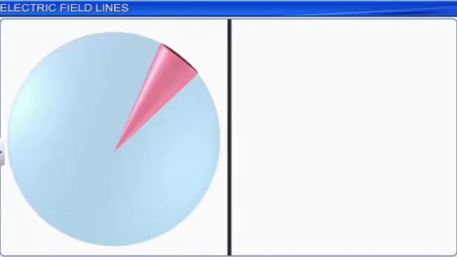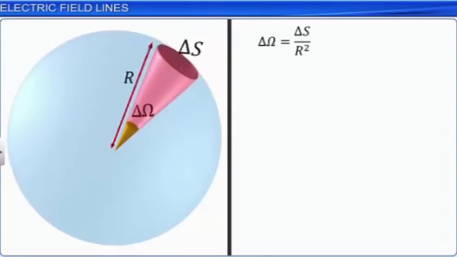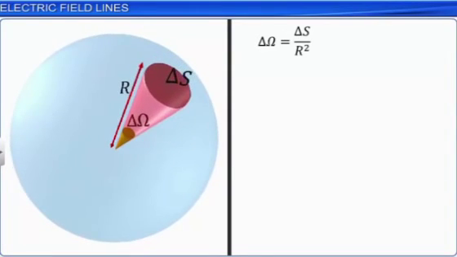When the intersection of a cone with a sphere of radius r is considered, the solid angle delta omega subtended by the area element is defined as delta S by r square, where delta S is the area on the sphere, which is the area element cut out by the cone. Let this be equation 1. Therefore, delta S is equal to r square into delta omega. Let this be equation 2.